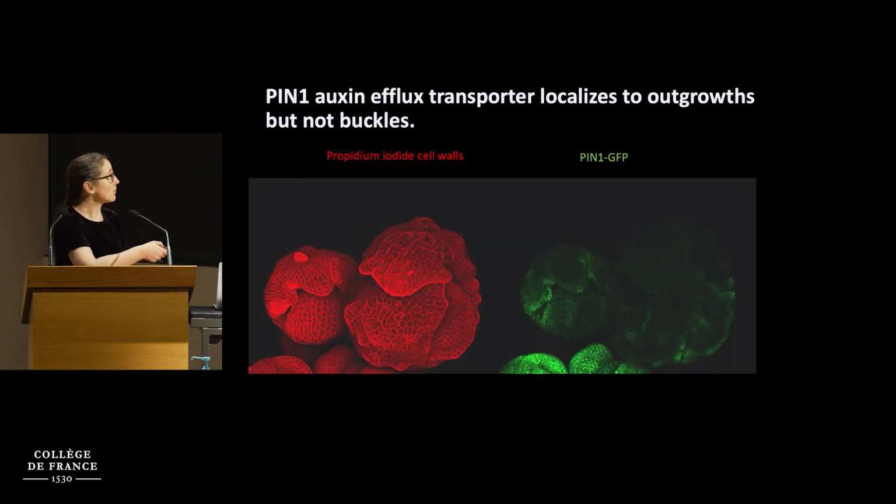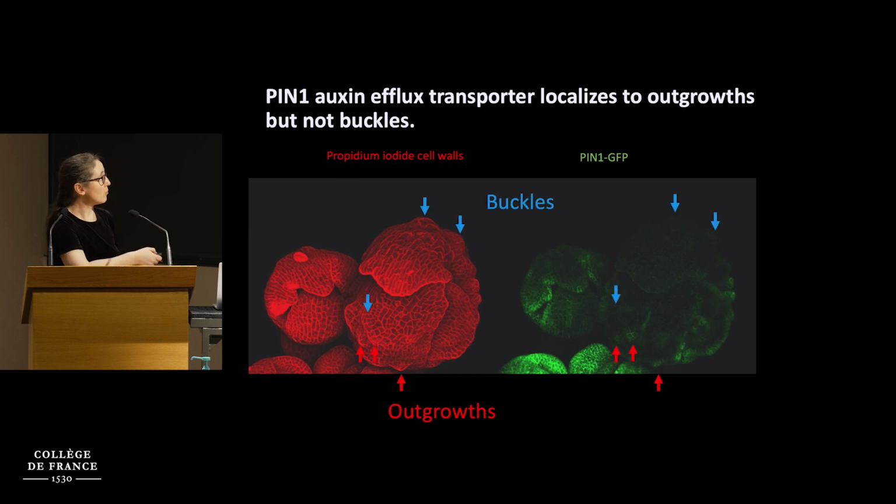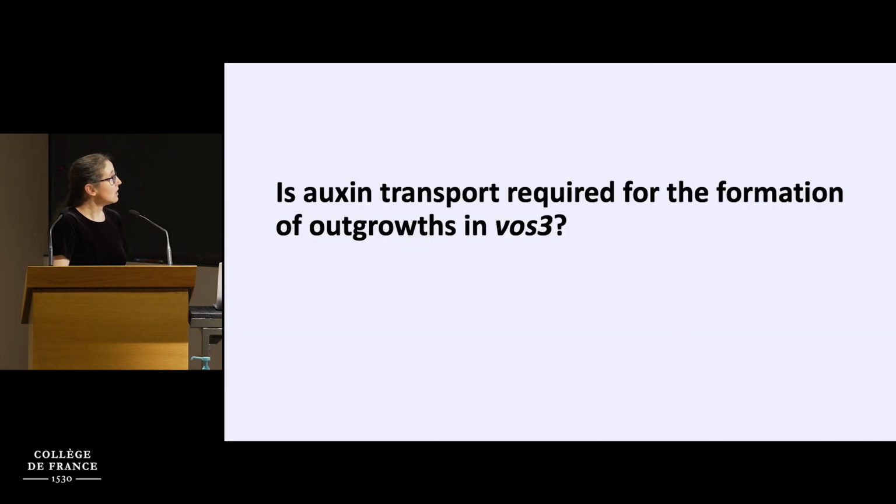So if you look right here, we've got our AS2 flowers, and we've got outgrowths, and you can see, here's the tissue with the cell walls, here's PIN1 with GFP. You can see these outgrowths here, they also have PIN1. But the buckles do not. So buckles don't have PIN1 generally, but when the buckles cause convergence points, they make PIN1 concentrate auxin.